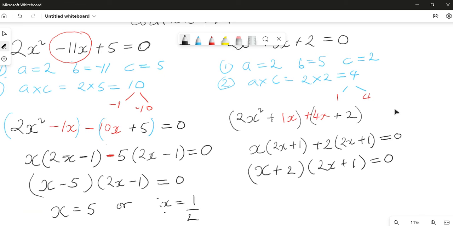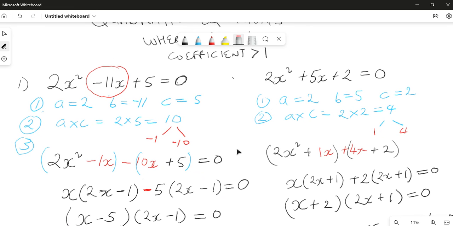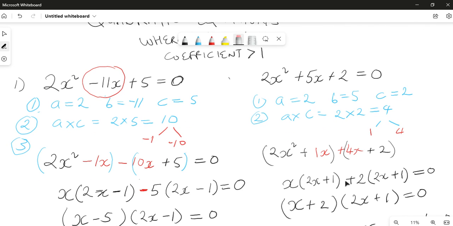So therefore, x equals negative 2, or, so we have 2x plus 1 equals 0, 2x equals negative 1. To get our value of x, we divide both sides by 2, x equals negative half. So x is going to equal negative 2 or negative half. Right? So that's how you factorize quadratic equations where the leading coefficient is greater than 1.